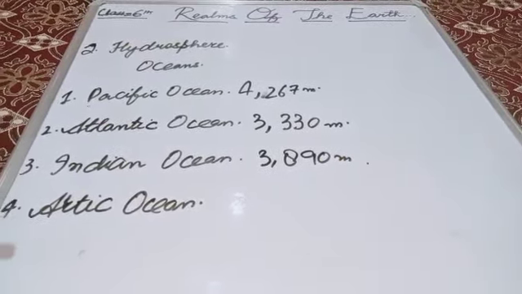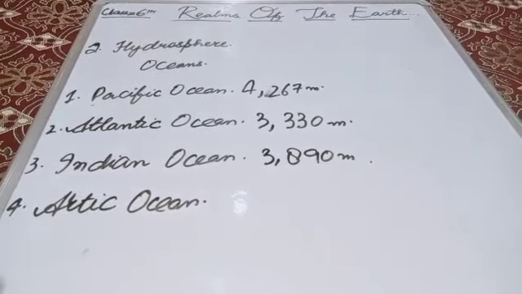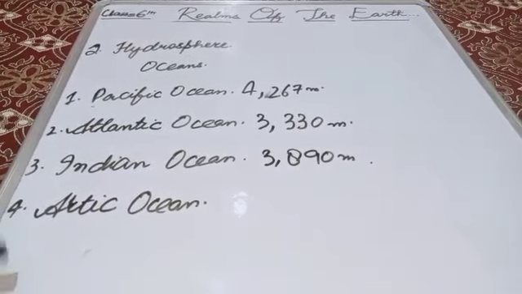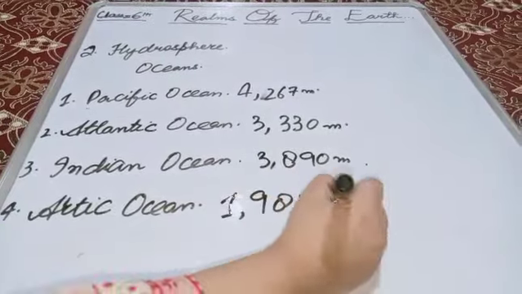The fourth ocean is the Arctic Ocean. It is the smallest of all oceans and encircles the North Pole. Its average depth is 1,988 meters.